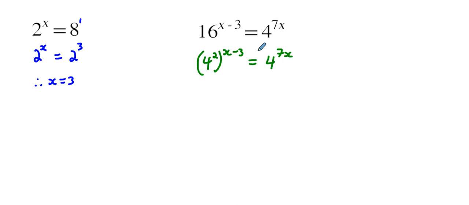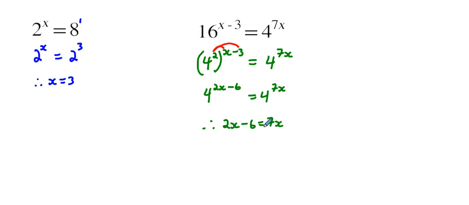We know the power of a power rule says when an exponent is raised to another exponent, they multiply. In this case, though, we need to be careful because this 2 multiplies the x and multiplies the negative 3. So on the next line, we're going to write 4 to the 2x minus 6, and all of that is equal to 4 to the 7x. At this point, we have one factor on each side, and they both have the same base. Therefore, the only way that's equal is if this exponent is equal to this exponent.